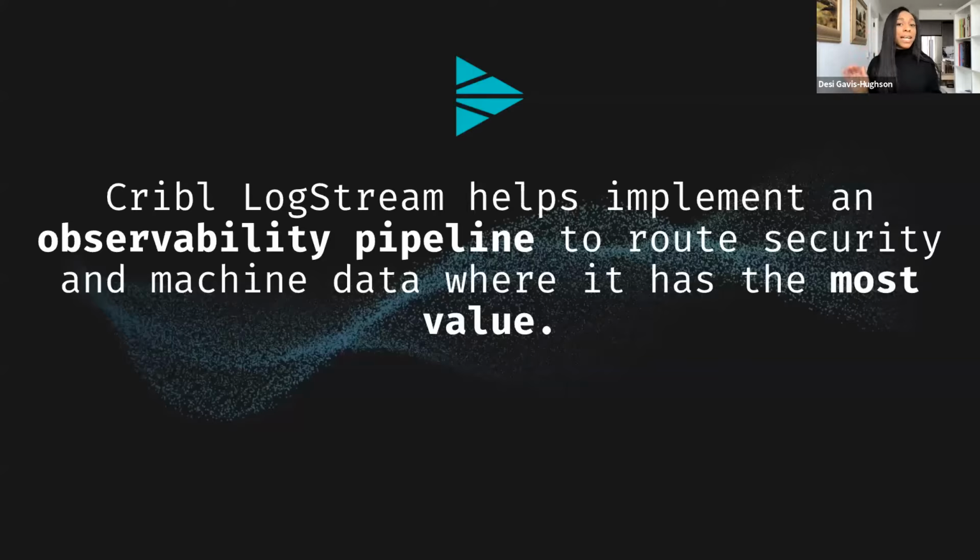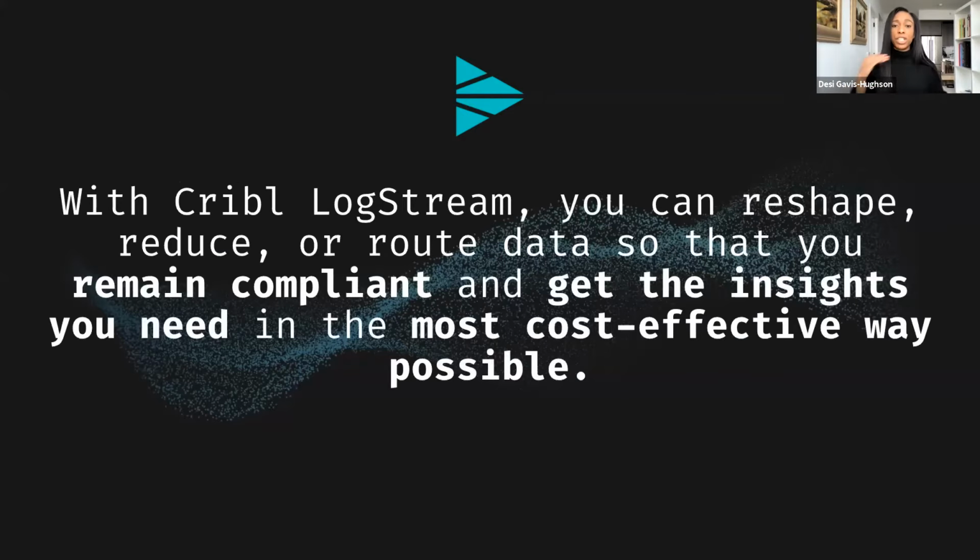So if you remember nothing else I've said today, please remember this. Cribl LogStream is an observability pipeline to route security and machine data where it has the most value. We help slash costs, improve performance, and get the right data where it's needed in the formats it's required. With Cribl LogStream, you can reshape, reduce, or route data so that you remain compliant and get the insights you need in the most cost-effective way possible.